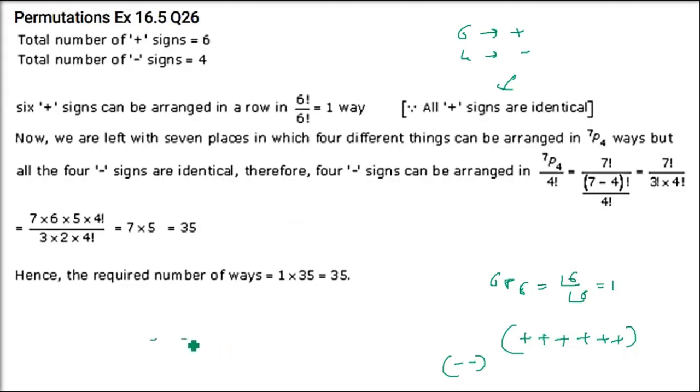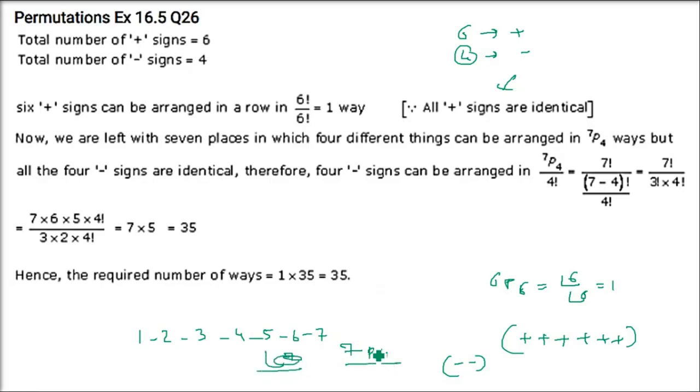Now coming to the positive signs, these are positions for positive. So negative can come here, here, here, here, here, here, and here. These are the 7 positions where you can put negative, because they should not come together. There are 4 negatives and 7 positions. So 7P4 is the combination. Oh, sorry, permutation.